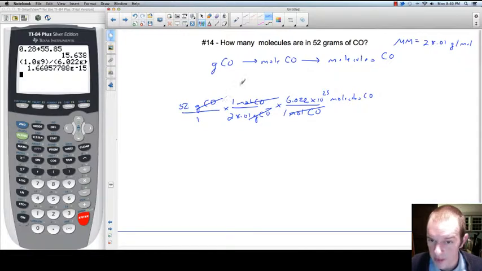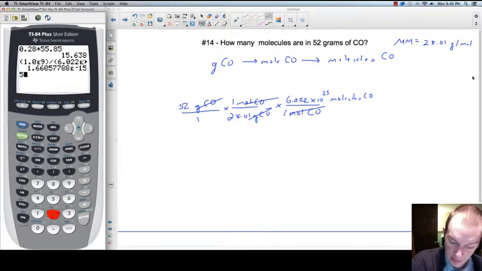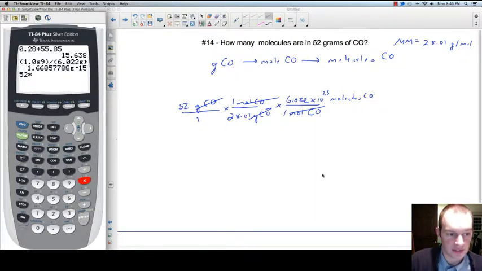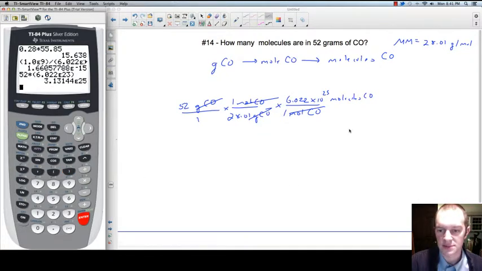Okay, so now it's arithmetic. So it's 52 times 1 times 6.022 times 10 to the 23rd. That works out to be your numerator. So if we do that, we end up with 52 times, again, we've got this number in scientific notation, so we'll open our parentheses, 6.022. We want to put it in times 10 to the 23rd, so we press second EE, 23, close the parentheses. That takes care of our numerator, it would be times 1. We end up with 3.13 times 10 to the 25th.